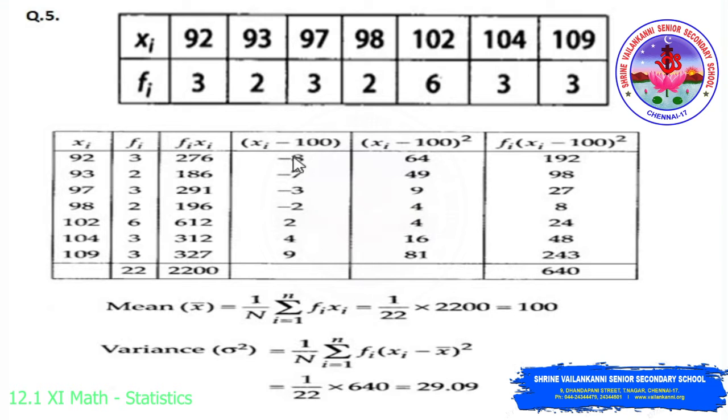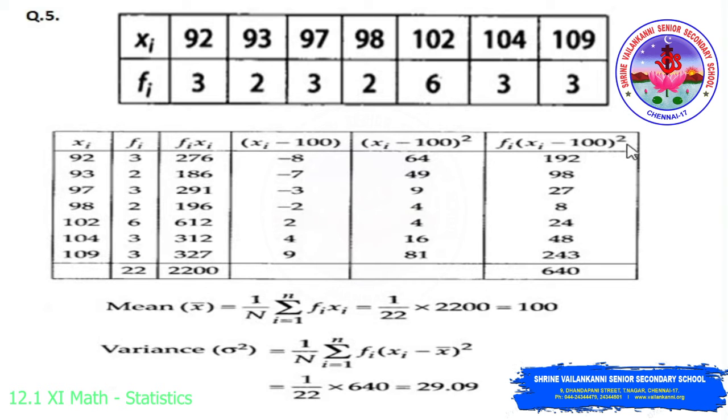The next column is xi minus 100. So 92 minus 100, which is minus 8. 93 minus 100, which is minus 7. Then 109 minus 100, we get 9. So xi minus 100 whole square, that is minus 8 whole square is 64. Then minus 7 whole square is 49. Then minus 3 whole square is 9. Then 9 square is 81.